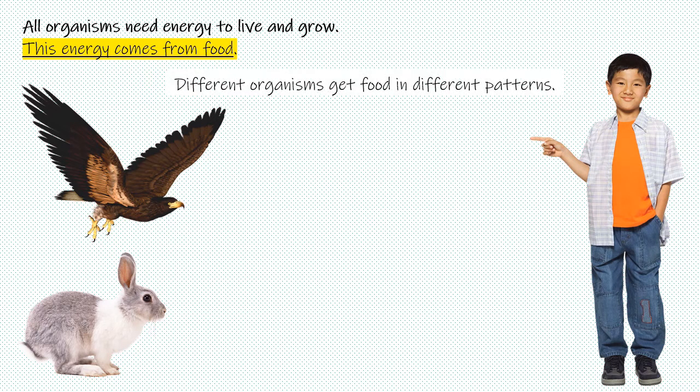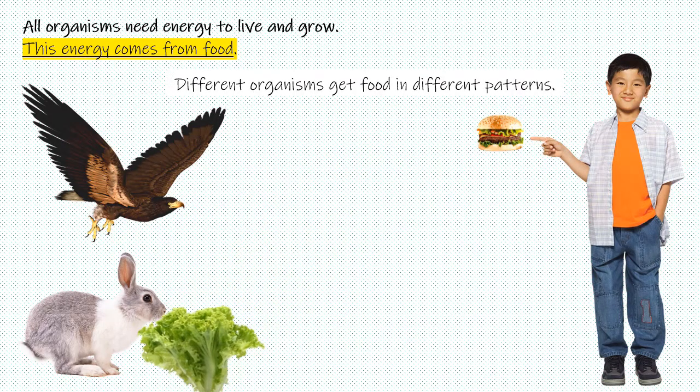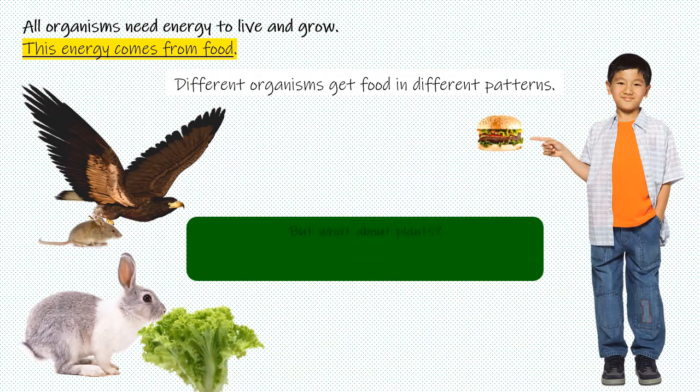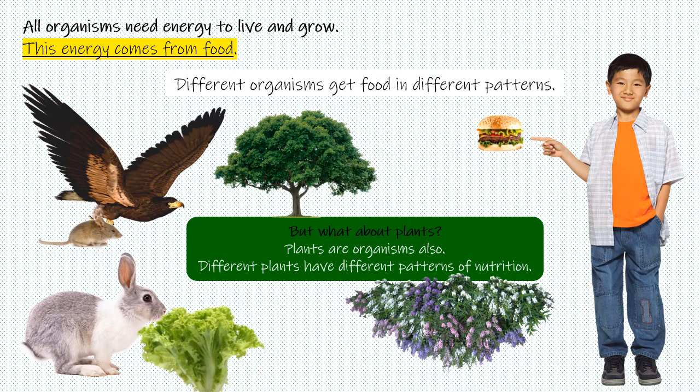Actually, we are consumers. We eat, we consume food. Animals also are consumers. A rabbit, for example, feeds on plants. An eagle feeds on animals. Animals eat, they consume food to get the energy they need. Plants are also living things. They need food to live and grow. But how do plants get the food they need?